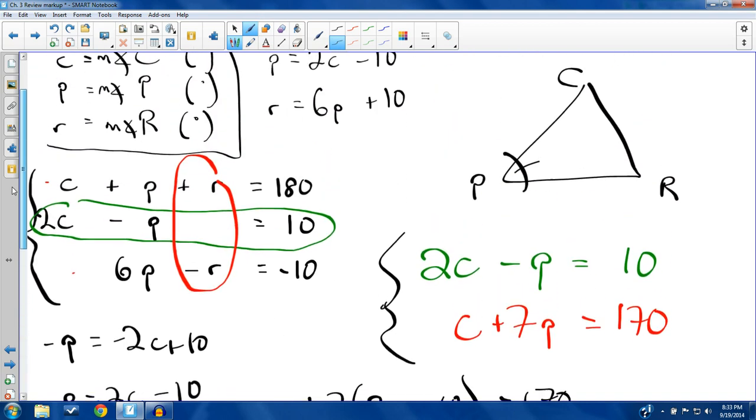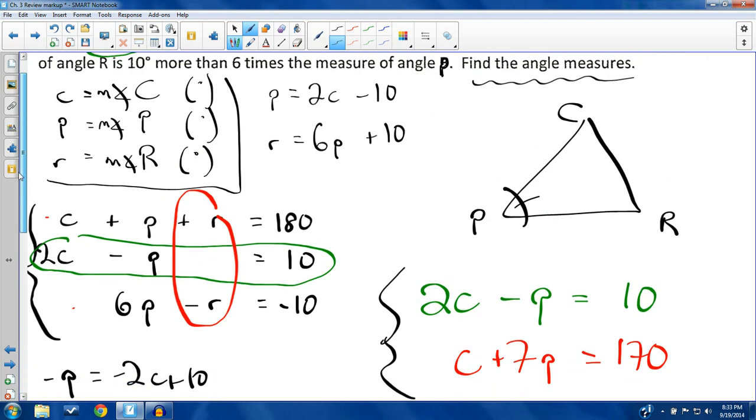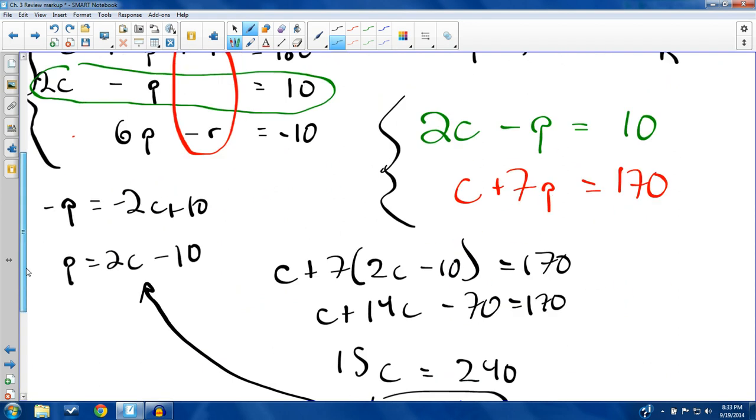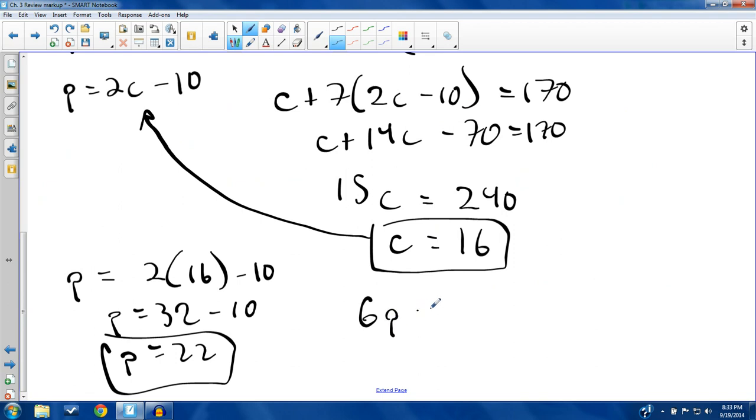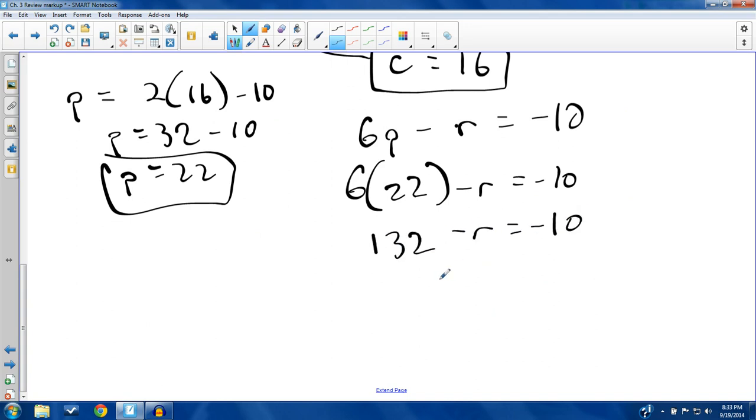And finally, R. You can use any equation here as we go along. R will be, let's use this one, right? We already solved for P, might as well just plug that in. 6P minus R is negative 10. Plug in 22 for P: 6 times 22 minus R equals negative 10. That is, wow, 132 minus R equals negative 10. Subtract, negative R equals negative 142, and R is 142.